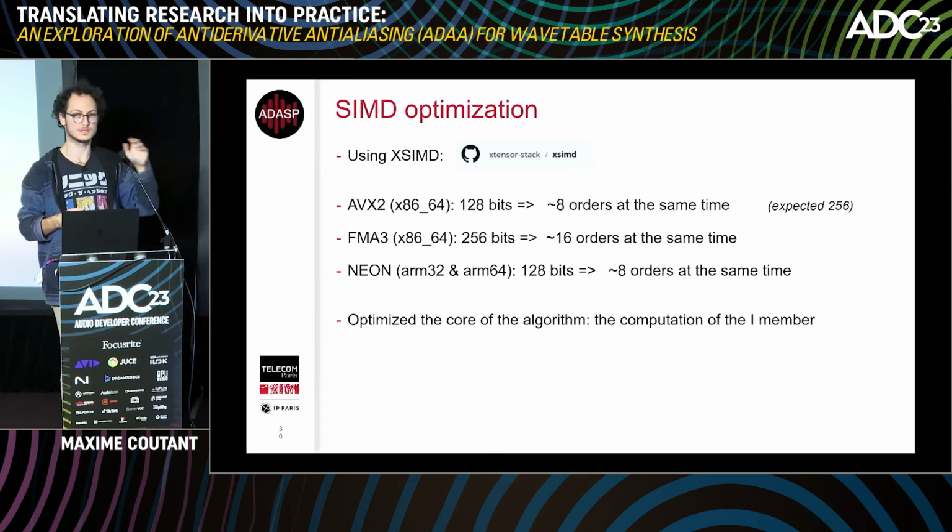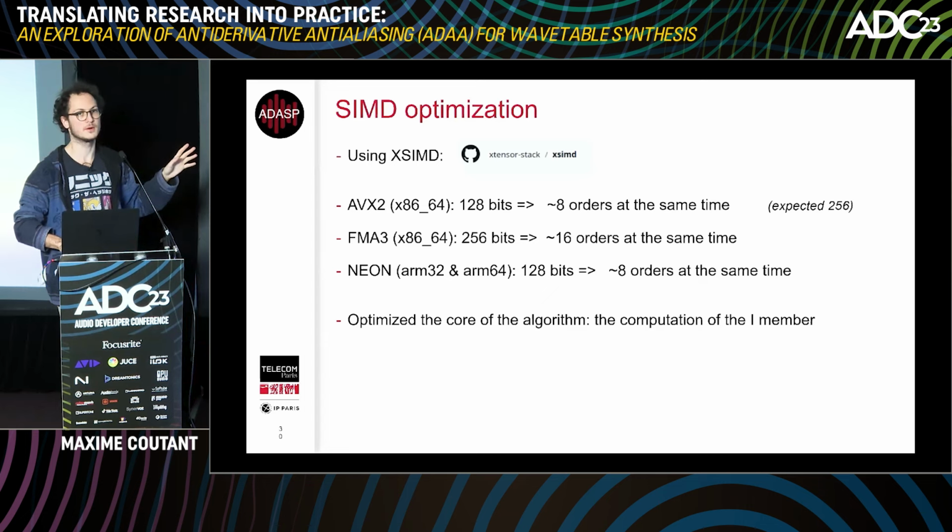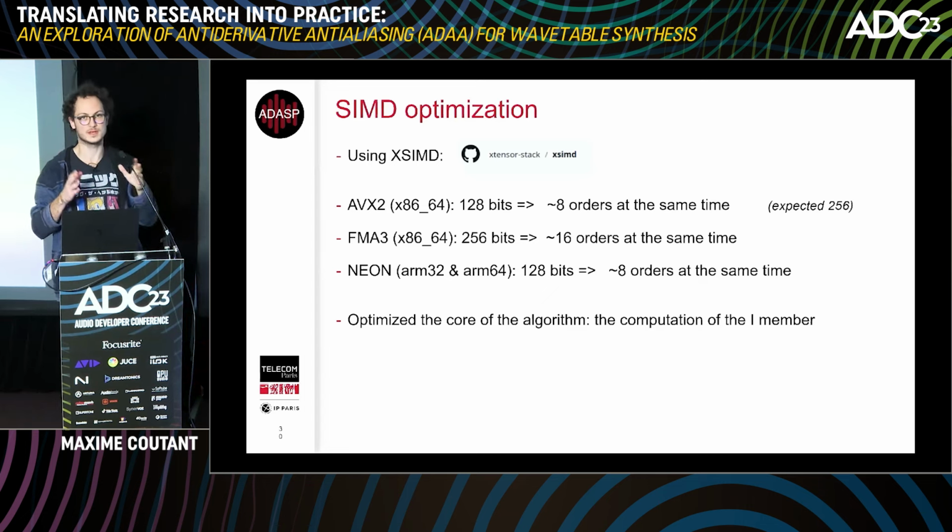And on Neon, the ARM SIMD extension, it's 128 bits, so more like 8 orders at the same time. And for the record, for now, I only optimized the core of the algorithm, so the IIR computation, because this is the most important part. I didn't really care about the rest.